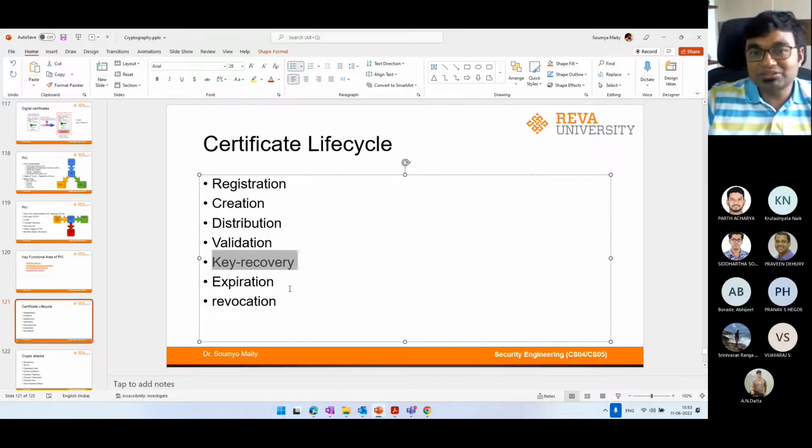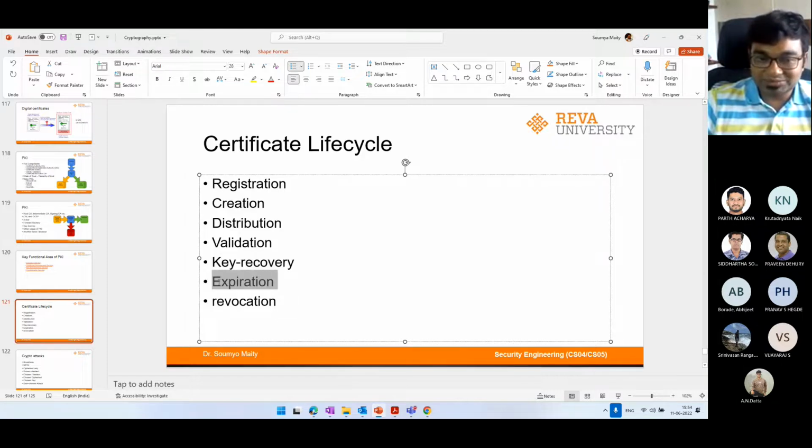Usually the root certifying authority's key is there with some escrow. And then the intermediate certifying authority's key is saved with the above level certifying authority. So in this level, the key recovery happens. If the key is lost, how we can recover that?